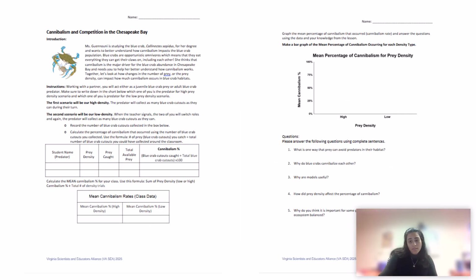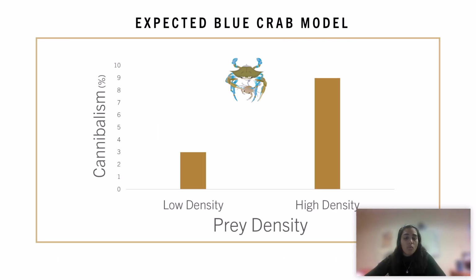After both simulations, average the class cannibalism rates separately in the two scenarios, so one for low and one for high density, and plot them on the graph in the worksheet. Discuss how it becomes harder for the adult crabs to find juvenile crabs at low density, and apply what the students observed by having them answer the questions on the back of the student worksheet. This is an example of what an expected blue crab model will look like in our two prey density scenarios.